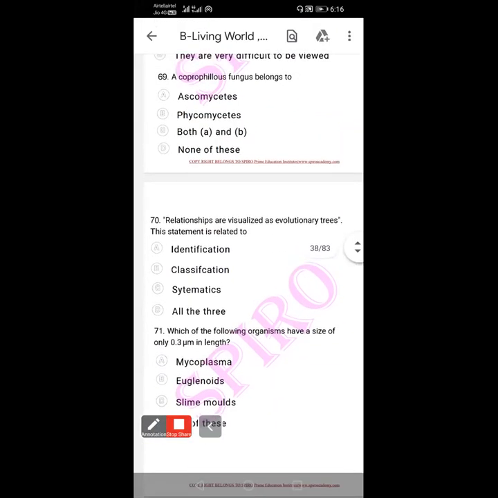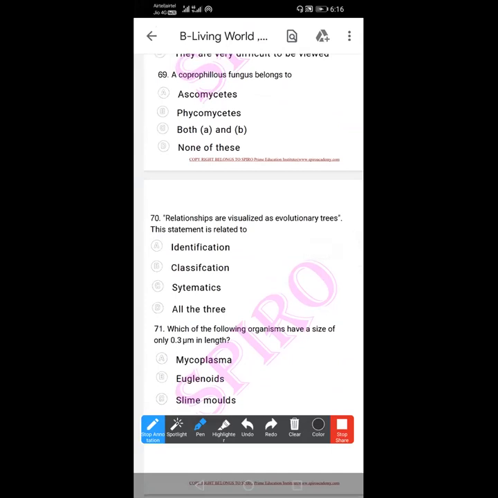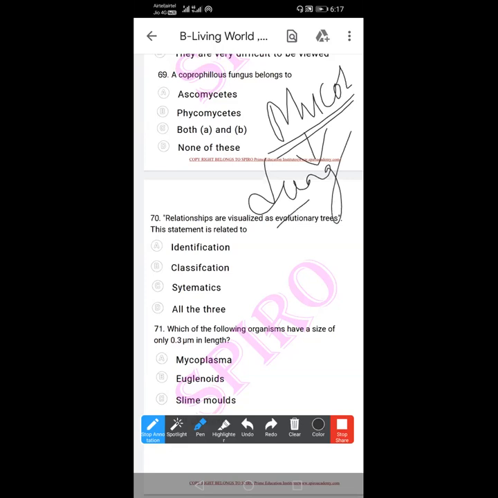So this is again a confusing question, because in NCERT it is given that ascomycetes are coprophilous fungi. But we have to remember only one thing: Mucor is called a dung fungus. It means it loves to grow in cow dung. So it is also coprophilous. Mucor comes under the phycomycetes. So the correct answer is both A and B. So the coprophilous fungus belongs to both ascomycetes and phycomycetes.